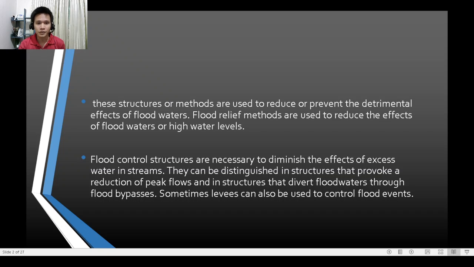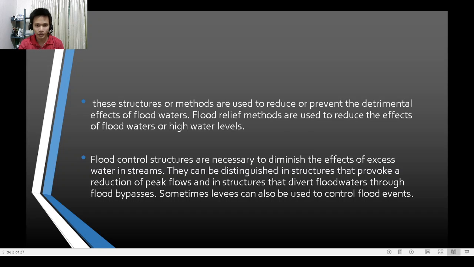These structures or methods are used to reduce or prevent the detrimental effects of floodwaters. Flood relief methods are used to reduce the effects of floodwaters or high water levels. Flood control structures are necessary to diminish the effects of excess waters in streams. They can be distinguished into structures that provoke a reduction of peak flows and structures that divert floodwaters through flood bypasses. Sometimes levees can also be used to control flood events.